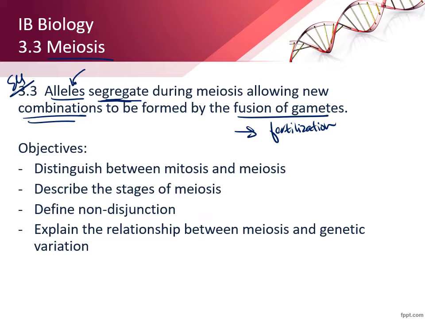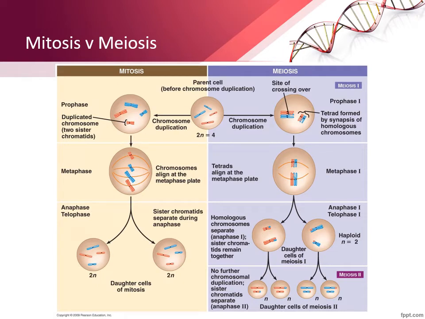fuse during fertilization. Our objectives, we're going to distinguish between mitosis and meiosis. We're going to describe those stages of meiosis and define non-disjunction. We're going to wrap up with a little explanation of the relationship between meiosis and genetic variation, which is super important. So to start off, mitosis versus meiosis.